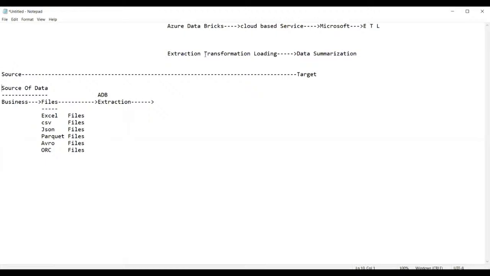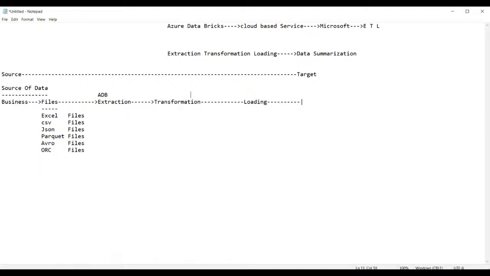Transformation. Transformation is based on the requirement of the customer: you're going to change the format of the data, change the structure of the data, design a new structure of the data. Am I right? This is called transformation. And once the transformation is done, ultimately the process of loading takes place. Loading means the final data will be transferred to the destination.